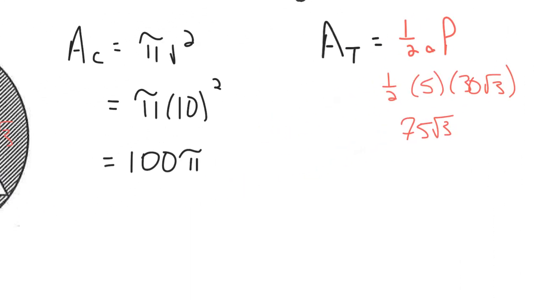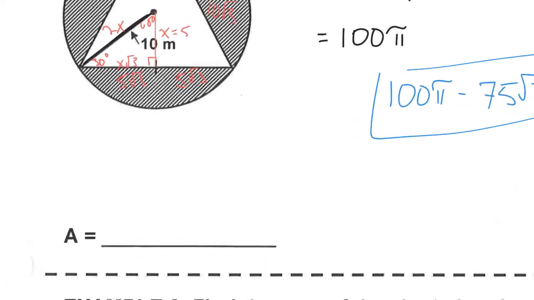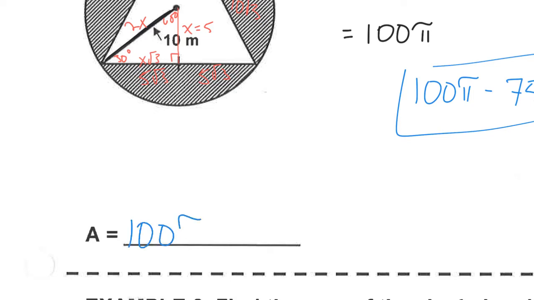Now it's outside minus inside. That's 100 pi minus 75 square roots of 3. And that's all that we can do there. I believe they actually gave us units this time. So I'm going to write it over here, 100 pi minus 75 square roots of 3, and it told us meters squared. So that one was pretty much exactly like what we did yesterday.